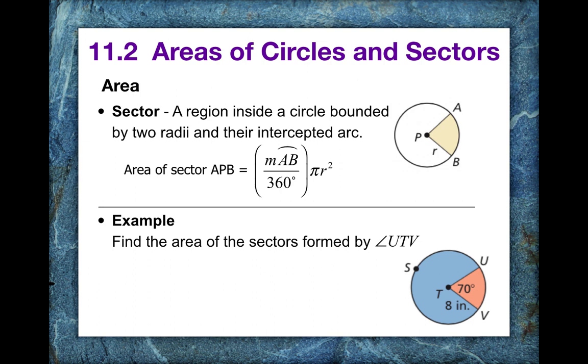I have 8 inches as my radius and 70 degrees as my central angle, which is also the same as my arc angle. So now I plug it into this equation here. So I write this as pi times 8 squared times 70 over 360. And that is approximately equal to 39.1 inches squared.